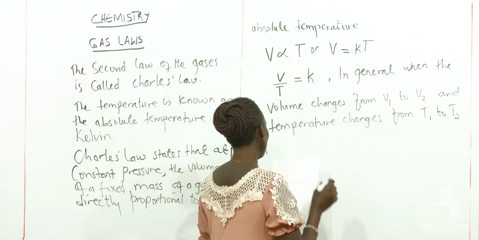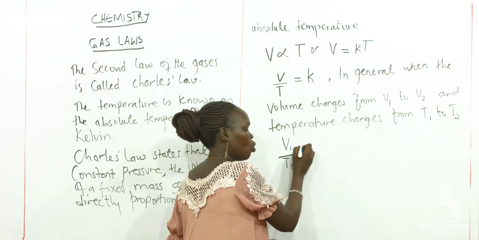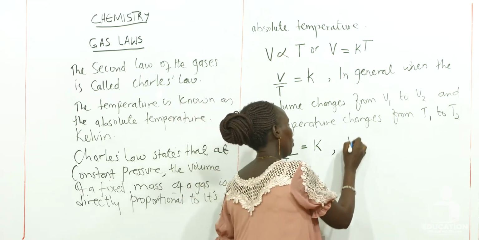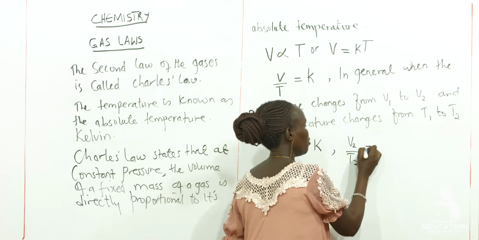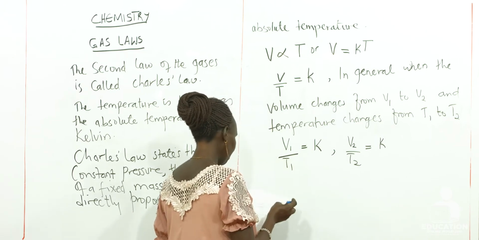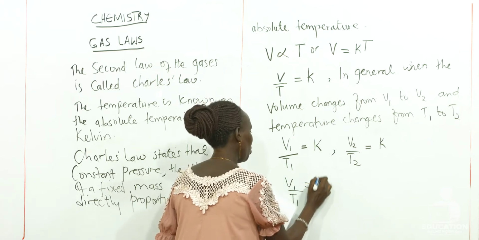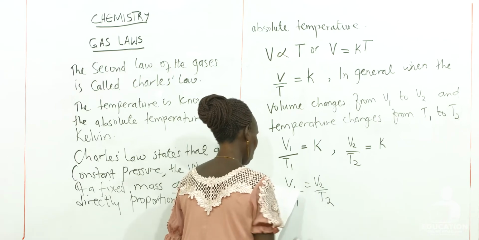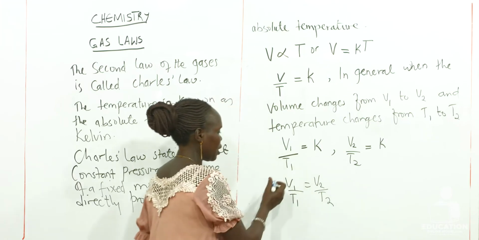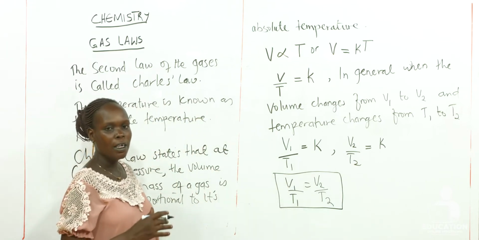about. So therefore we shall have volume 1 over temperature 1 equals K. Also we can say volume 2 over temperature 2 equals K. So when we combine this together, we shall have volume 1 over temperature 1 is equal to volume 2 over temperature 2 for a fixed mass of a dry gas. So for a fixed mass of a dry gas, we shall have volume 1 over temperature 1 is equal to volume 2 over temperature 2.